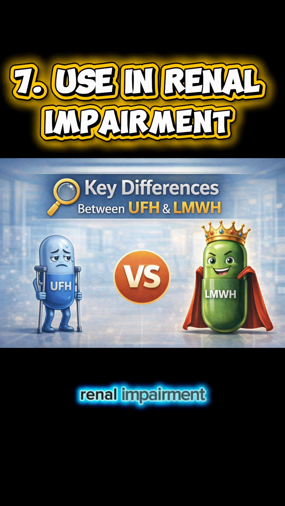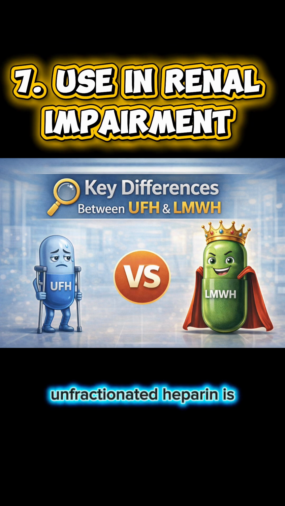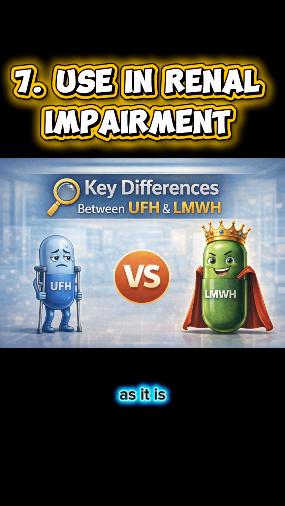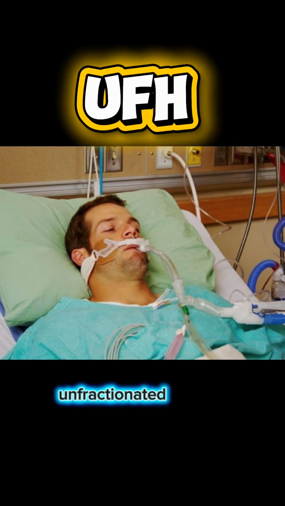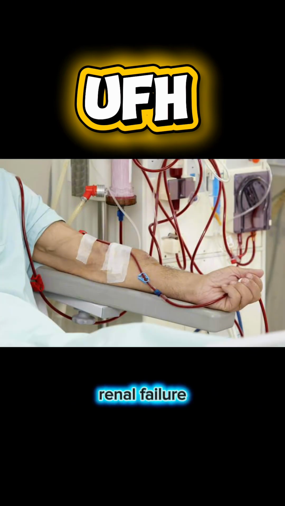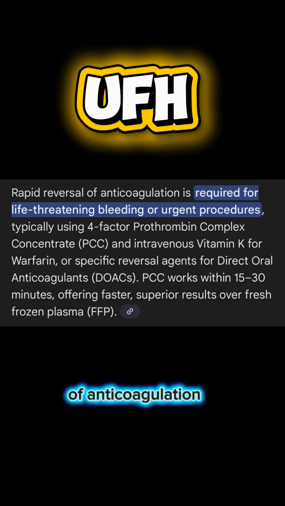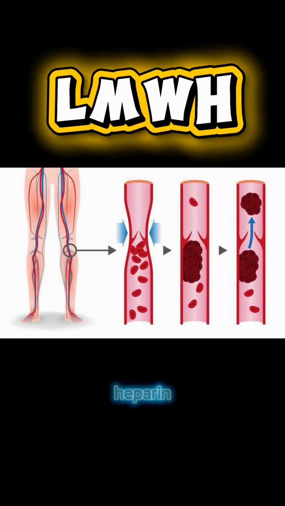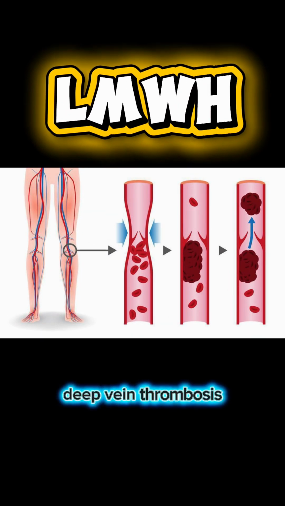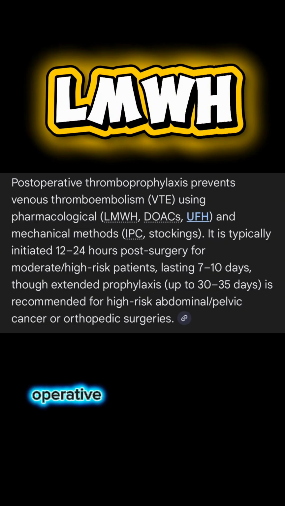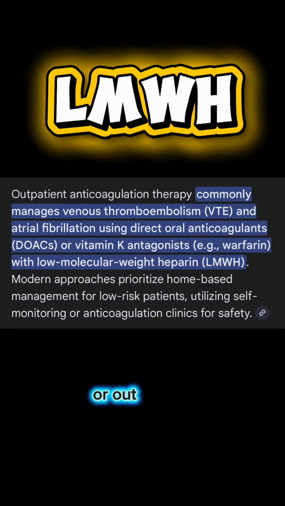Seventh, use in renal impairment. Unfractionated heparin is preferred in renal failure as it is not primarily cleared by the kidney. Low molecular weight heparin is renally excreted, so dose adjustment or avoidance is needed in renal impairment. Now let's see their clinical uses. Unfractionated heparin is commonly used in ICU patients, during surgeries, in patients with renal failure, or when rapid reversal of anticoagulation is required. And low molecular weight heparin is usually used in deep vein thrombosis, pulmonary embolism, post-operative thromboprophylaxis, or outpatient anticoagulation therapy.